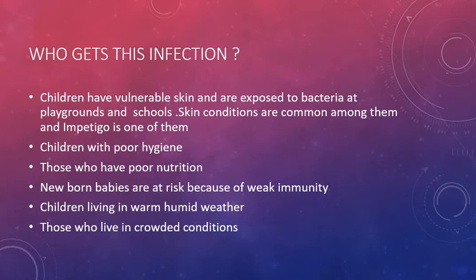Now, who gets this infection? Children have vulnerable skin and are exposed to bacteria at playgrounds and schools. Skin conditions are common among them, and impetigo is one of them. Now, it's seen in children with poor hygiene. Those who have poor nutrition are prone to get this infection. Newborn babies are at high risk because of weak immunity. And children living in warm, humid weather and those who live in crowded conditions can also get this infection.